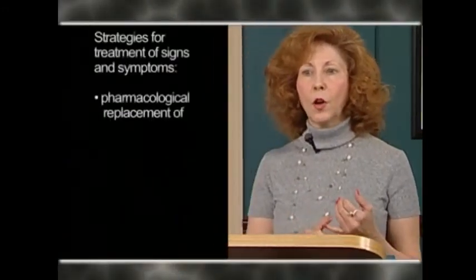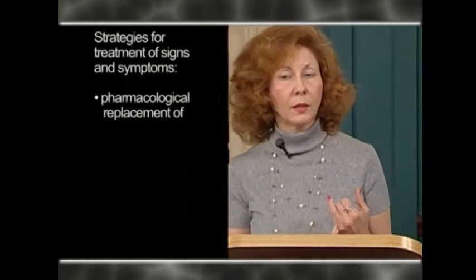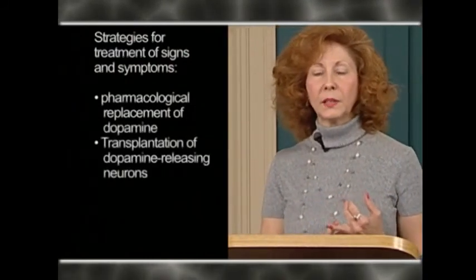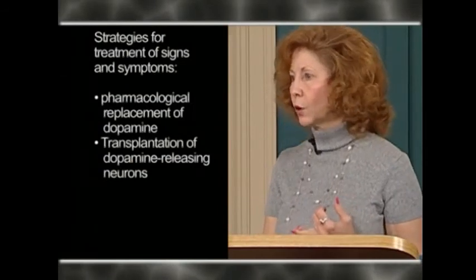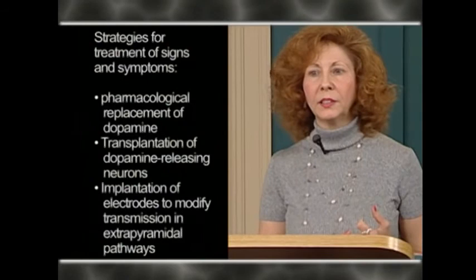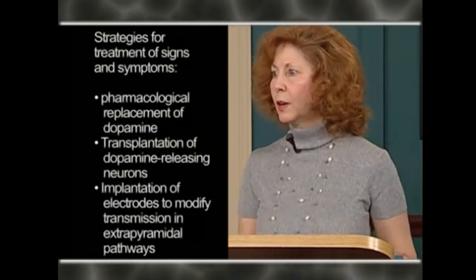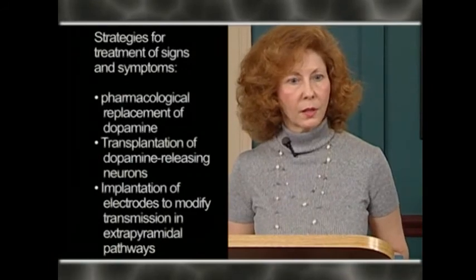So, how do we intervene in this disease? Well, there are three major ways that we intervene. The strategies involve either pharmacological treatment, trying to replace dopamine. Second, transplantation of dopamine-containing neurons so you can get dopamine in there. And last of all, implantation of electrodes to modify that excitation and inhibition in these circuits.